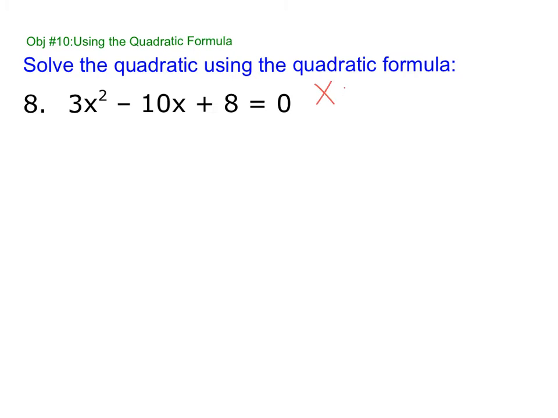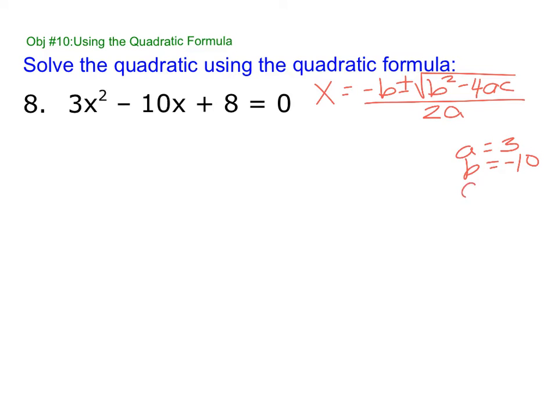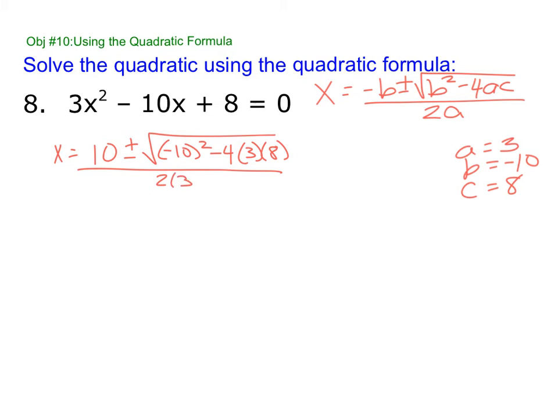So I'm going to write the formula again. Negative b plus or minus the square root of b squared minus 4ac all over 2a. In this case, my a is 3, the number in front of x squared, b is negative 10, and c is 8. So negative b, that means I have a positive 10, negative negative, plus or minus the square root of negative 10 squared, minus 4ac, all over 2 times 3.